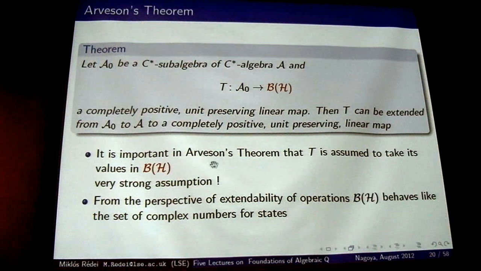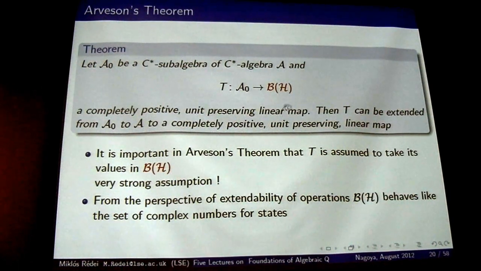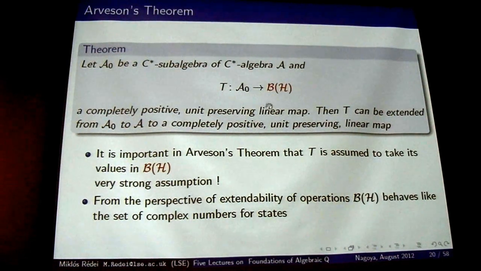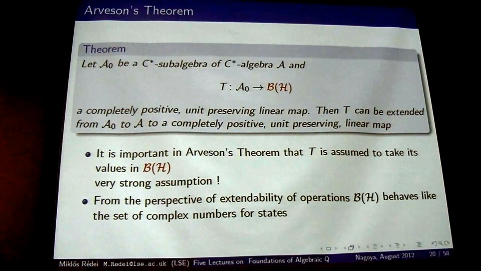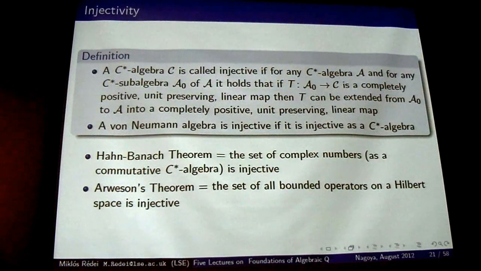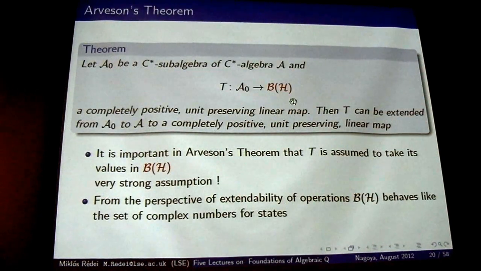And it is a very strong assumption, and is essentially analogous to the situation represented by the states. If you have a state defined on a subalgebra of an algebra, then that state can always be extended. That's the content of the Hahn-Banach theorem. Okay. So B of H here behaves like the set of complex numbers behaves for states. But in general, this is not the case. That is to say, Arveson's theorem does not generalize to a general C-star algebra in place of B of H.